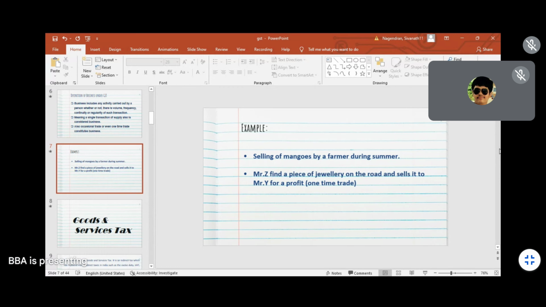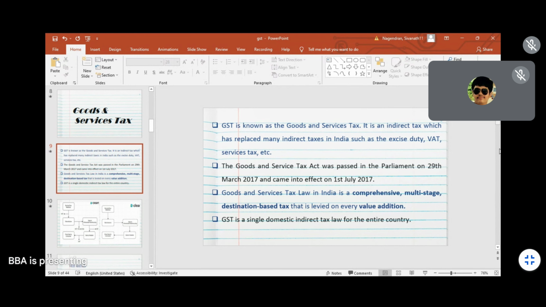Yes, ma'am. So GST is known as Goods and Services Tax. It is not only for goods, it is not only for services, it is for both. And it is an indirect tax which replaces many indirect taxes in India: excise duty, VAT, service tax. So now, instead of those taxes, we use one common tax, GST. Okay. One tax, one country is the concept that GST gives us.